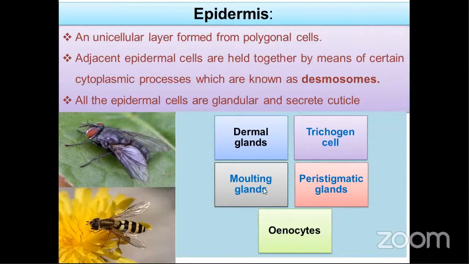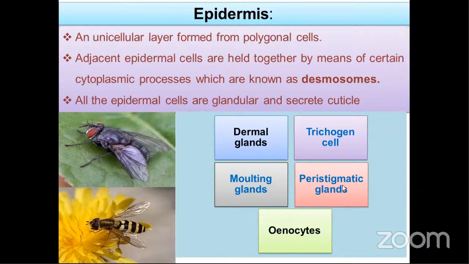Next, molting glands can secrete the molting fluids at the time of the molting process. They can digest the old cuticle and produce the new cuticle. And peristigmatic glands, you can remember this point: they are present around the spiracles of dipteran larva.